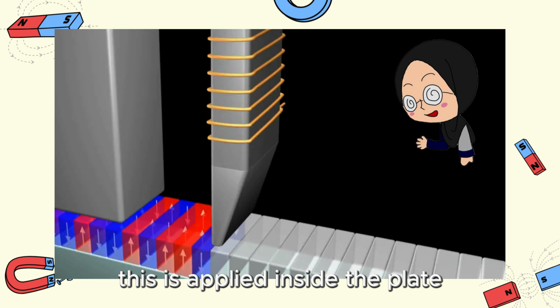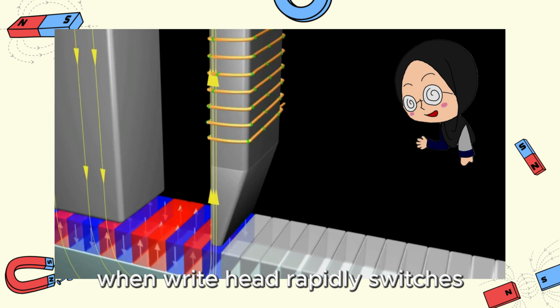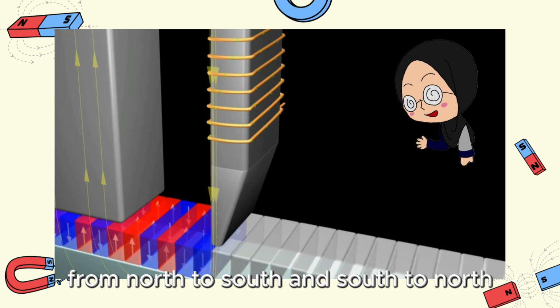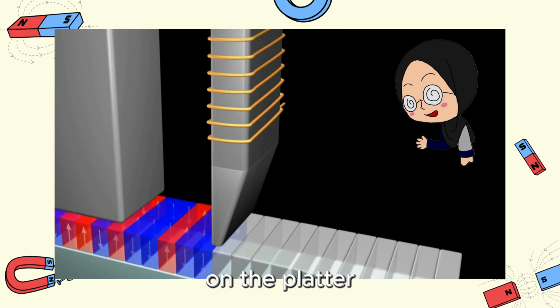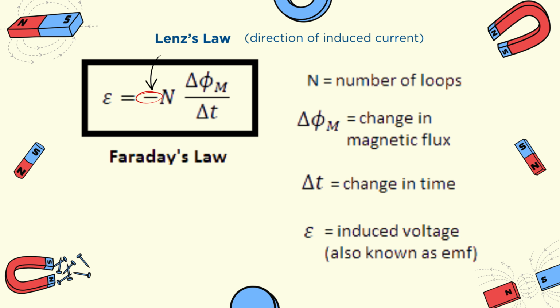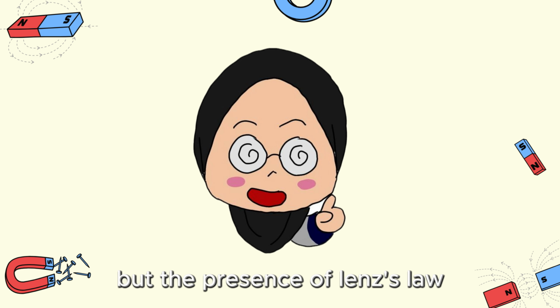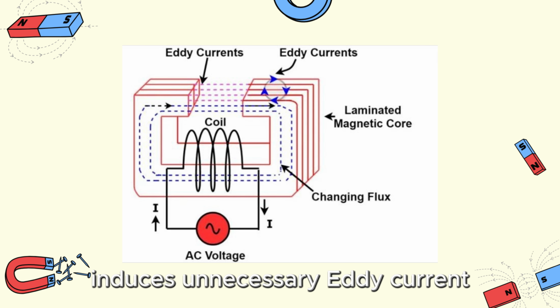This is applied inside the platter when the write head rapidly switches the direction of its magnetic field from north to south and south to north. It will cause a change in magnetic flux on the platter. Here, we can apply this formula. But the presence of Lenz's law induces unnecessary eddy current.